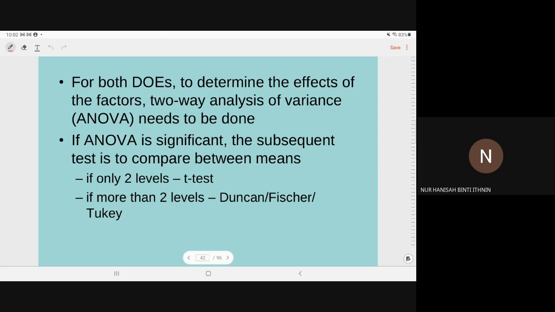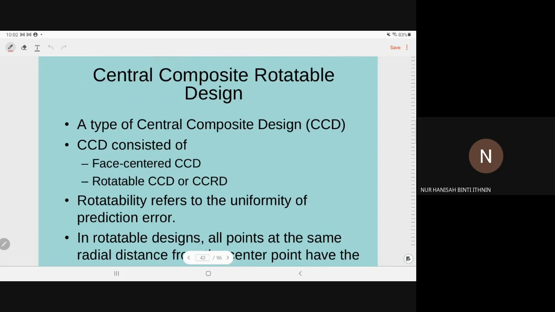Yes, okay, good. So I don't have to elaborate further. So that is for factorial design.